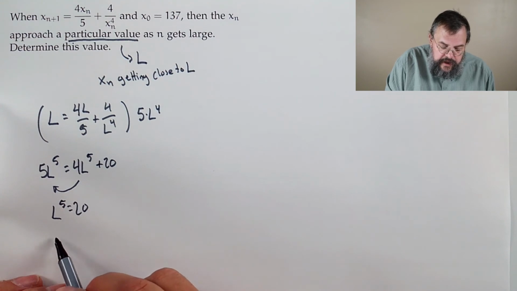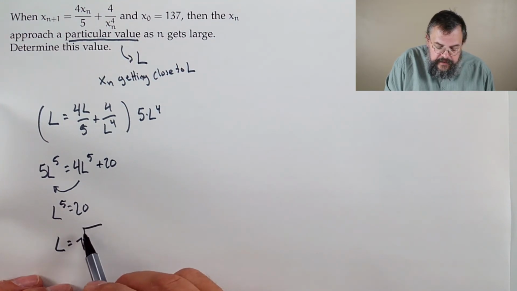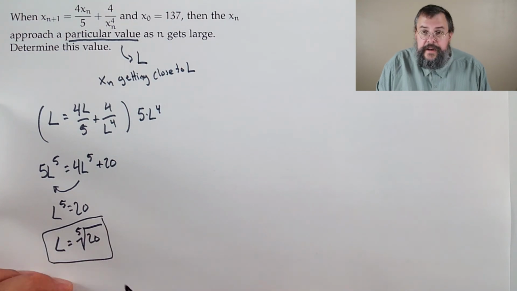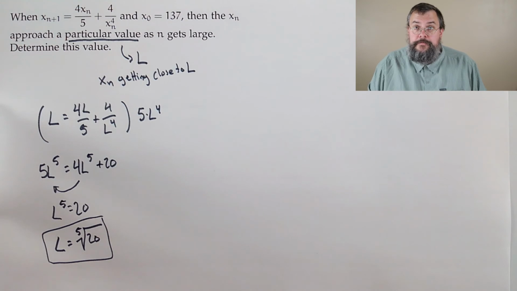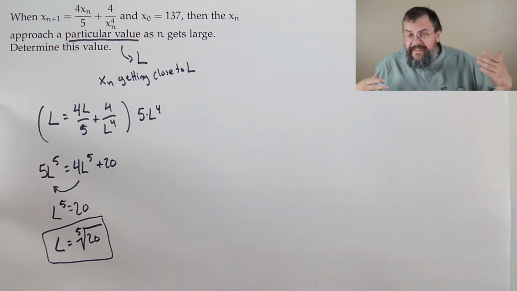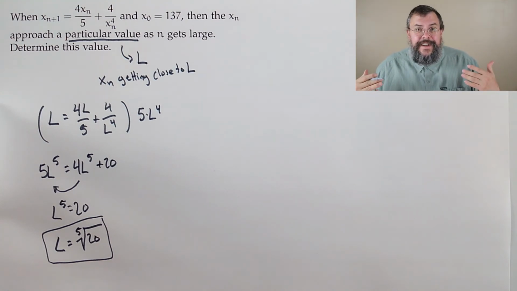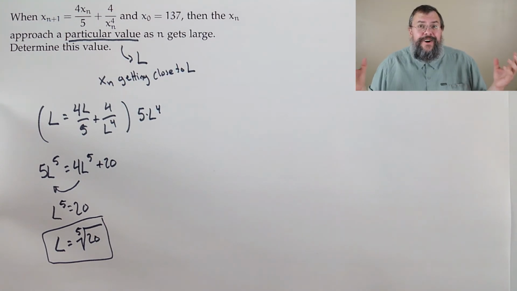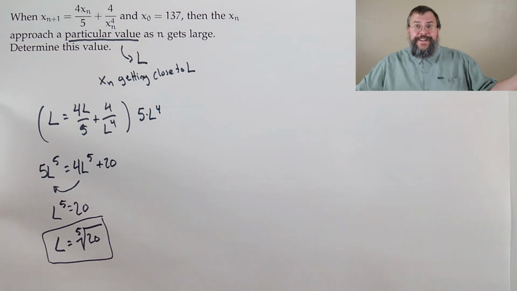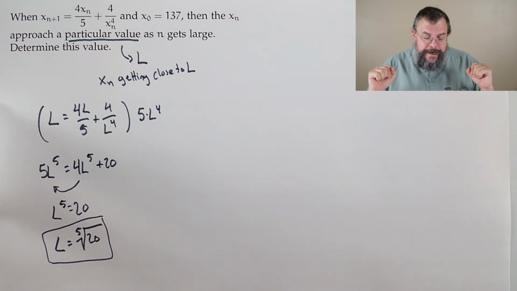And so L should be the 5th root of 20. All right. And there you go. There's the answer. Now, first off, it doesn't seem very satisfying because, like, what happened here? The second thing that's even more like, whoa, hold on. Where's Newton's method? I thought this was Newton's method. What are you doing?